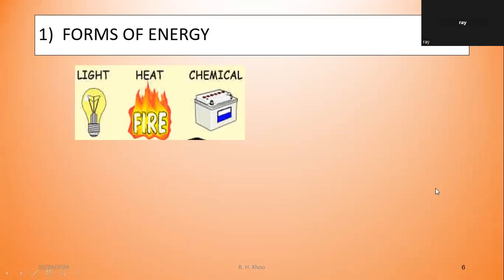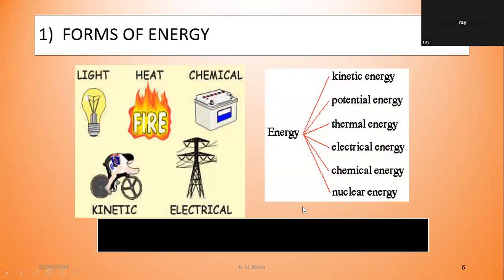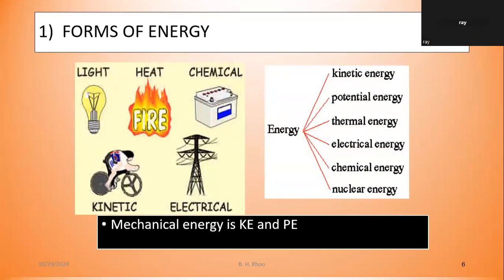Okay, forms of energy, we got light energy, you know, different forms of energy: kinetic energy, potential energy, thermal energy or heat energy, electrical energy, chemical energy, nuclear energy. And when we use mechanical energy, it means kinetic and potential energy.